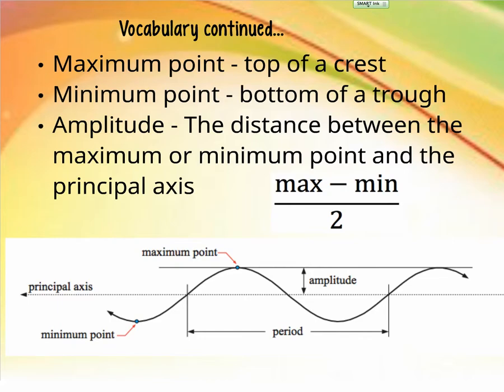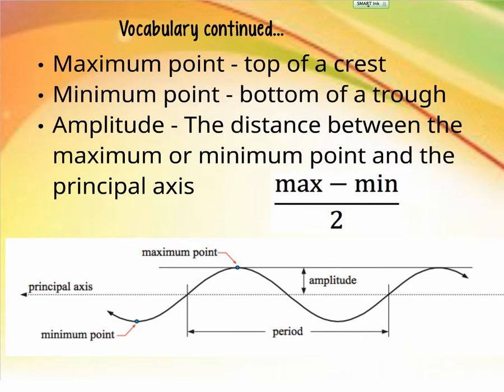And then this is a really important word as well, the amplitude. The amplitude is the distance between the maximum or minimum point and the principal axis. So it's kind of like from that middle line, the principal axis, how high does the wave go? Or to the minimum point, how low does that go?